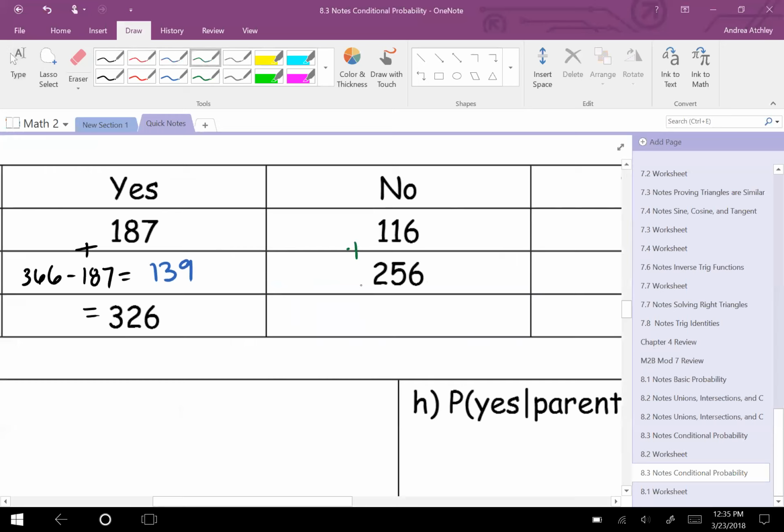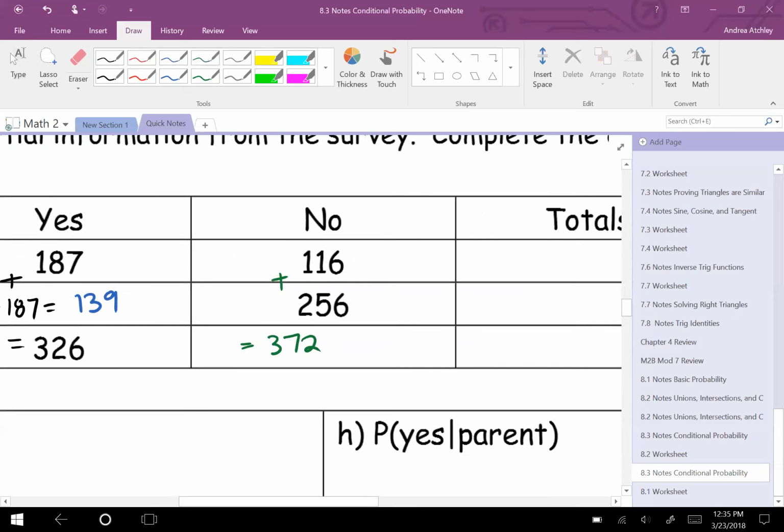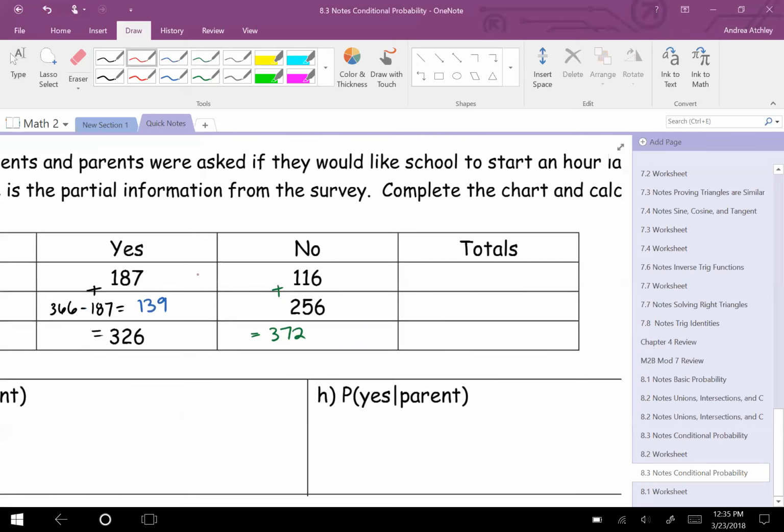These two, we should add these two to equal this. And we should get 372. This one, we're going to add this way, and it should equal 303. Okay. And then this one we're going to add this way as well, and get 395. And then our total of totals would be 698. Okay, so in your homework, you're going to have to complete the chart like this.